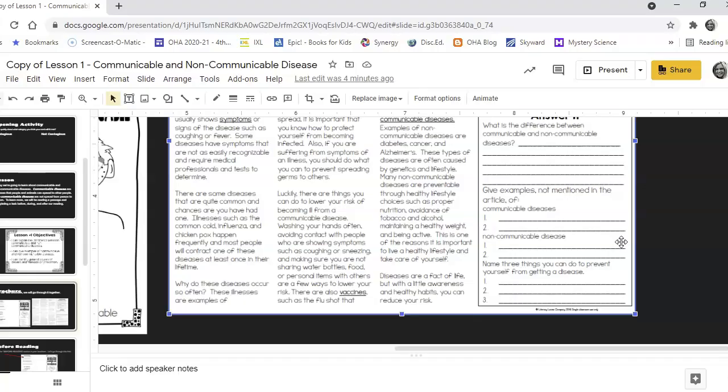Name 3 things you can do to prevent yourself from getting a disease. Well, one is to eat a healthy, nutritious diet. One is maintaining a healthy weight. And another one is being active. All right, so that is communicable and non-communicable diseases.